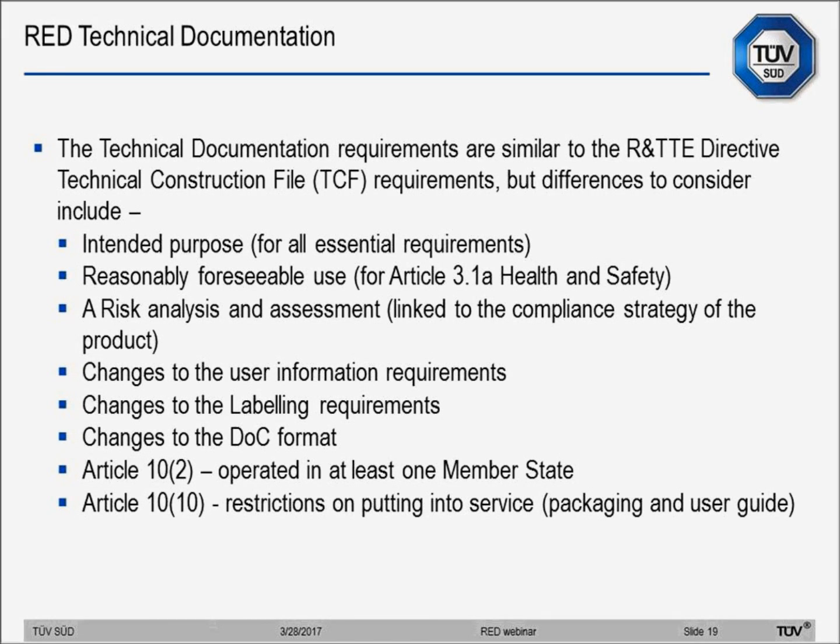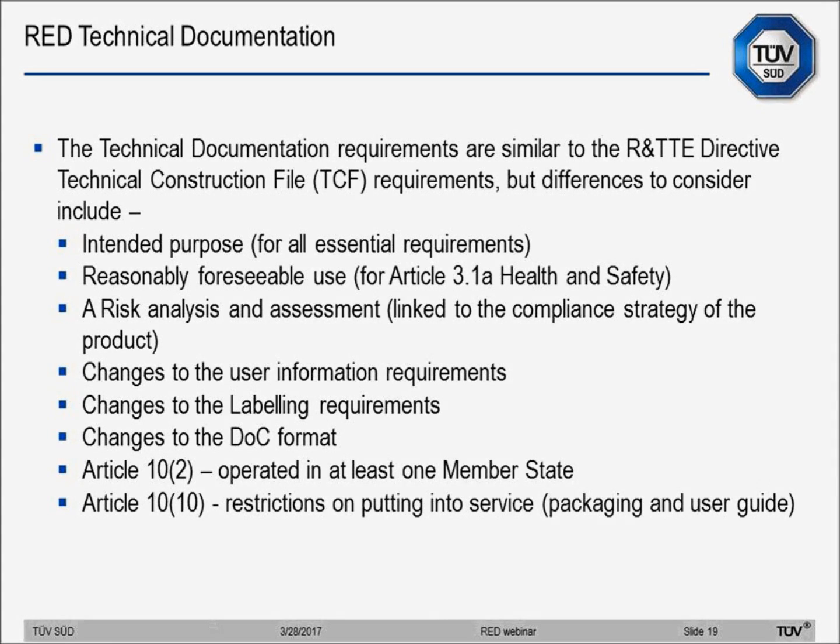But specific differences to consider include what the intended purpose is for the product for all the essential requirements, what the reasonably foreseeable use is for the product for Article 3.1a, health and safety, a risk analysis and assessment, which is strategically linked to the compliance strategy of the product and will end up with what harmonized standards are required, as I will show in a moment.